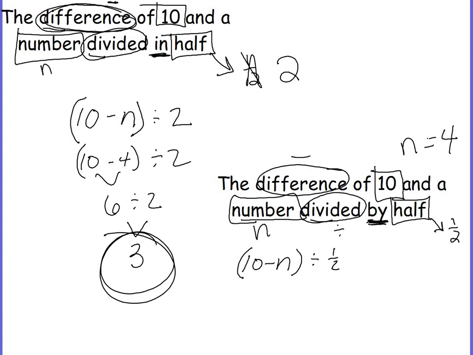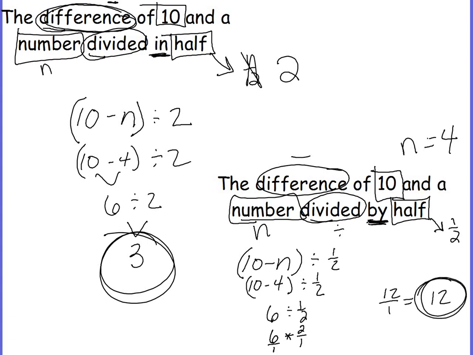All right. So again, we're going to use n equals 4. So I have 10 minus 4, and I'm going to divide it by half. 10 minus 4 is still 6, divided by half. I have to remember that when I divide by a fraction, I keep, change, flip. So keep my dividend, change to multiplication, and flip my divisor. So I get 6, and I can make this 6 over 1, so 6 times 2 is 12, 1 times 1 is 1, and my answer in this case is 12.